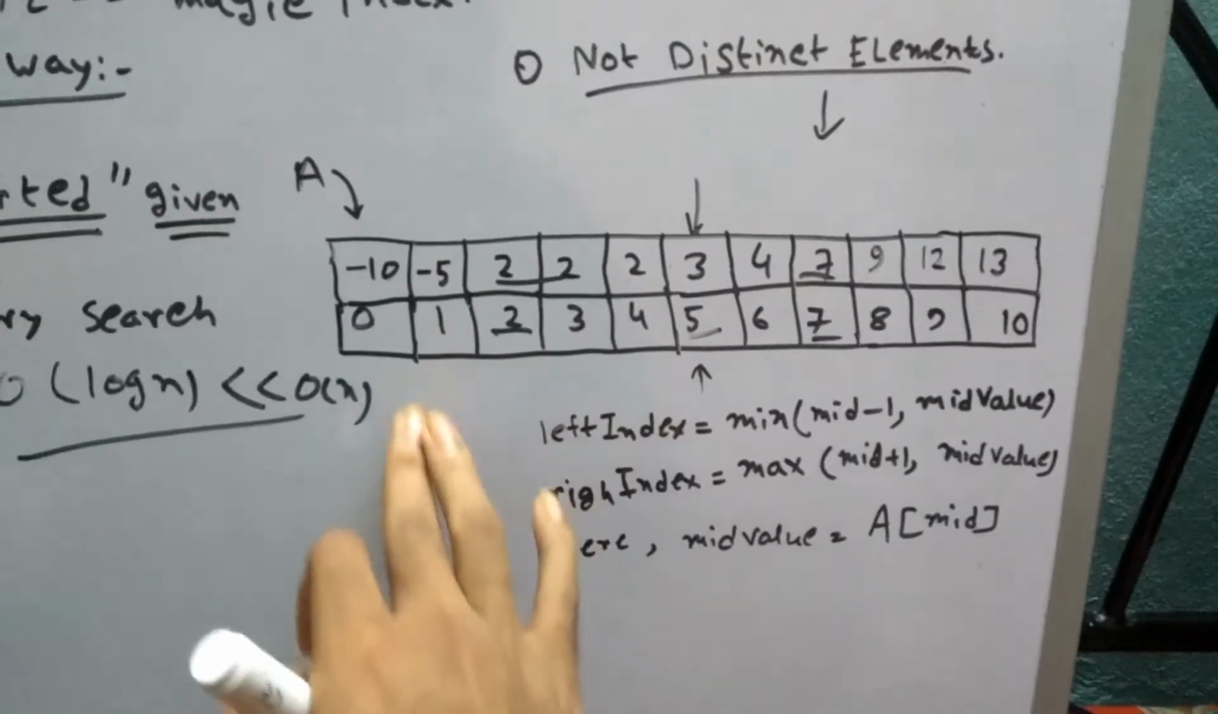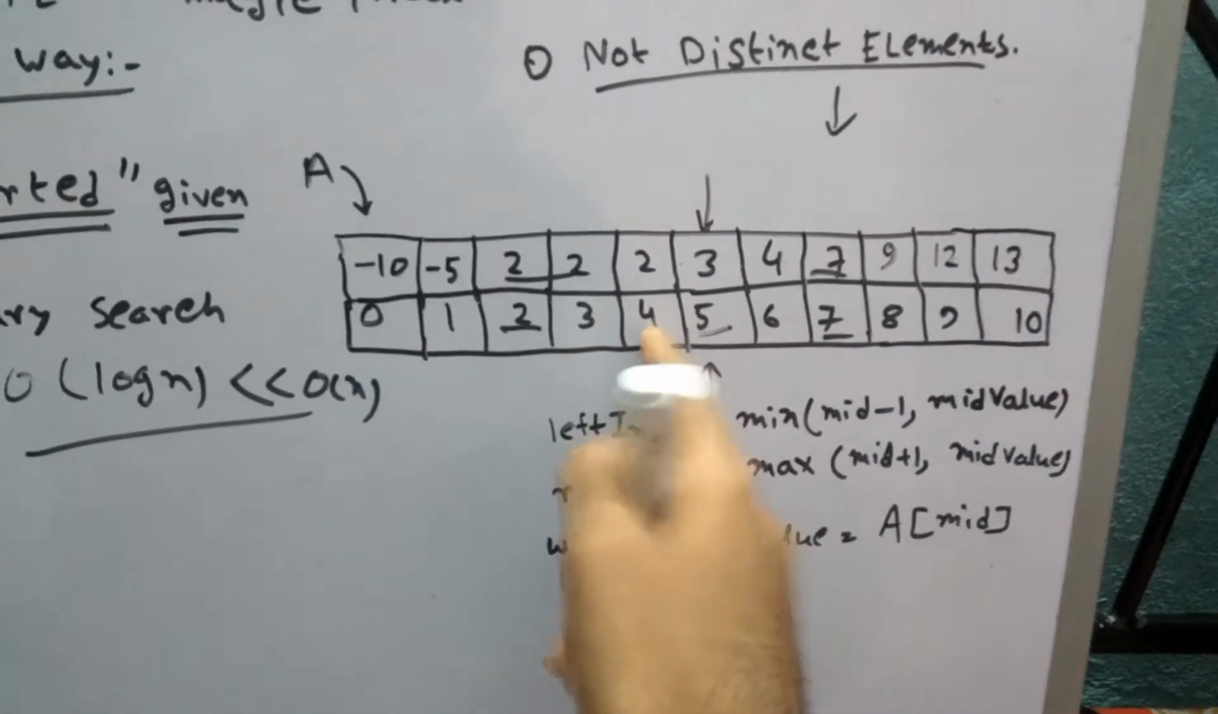Now if we check the left part, we go to the previous index. The previous index is 4.